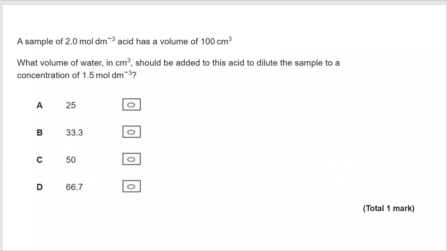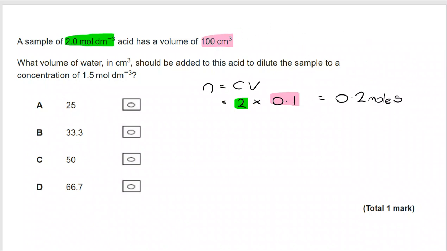Next question, have a go at this. So not as straightforward as it might first appear, but we have got a concentration and we've got a volume. So let's work out the number of moles. n is cV, which is 2 times 0.1. I've converted my cm cubed to dm cubed, giving me 0.2 moles.